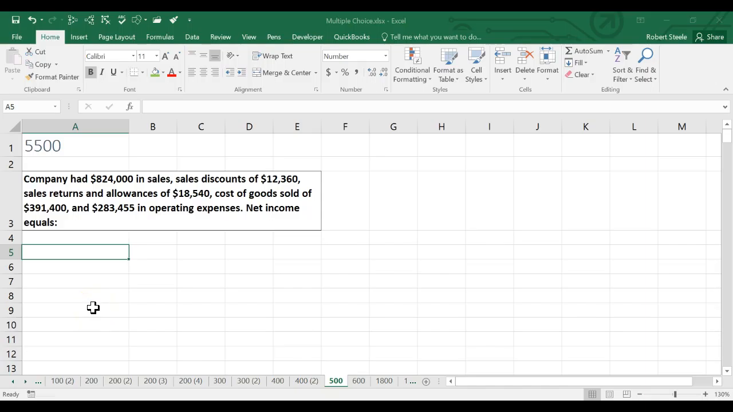Hello, in this lecture we're going to work some shorter test type problems, types of problems that could fit into the multiple choice format.